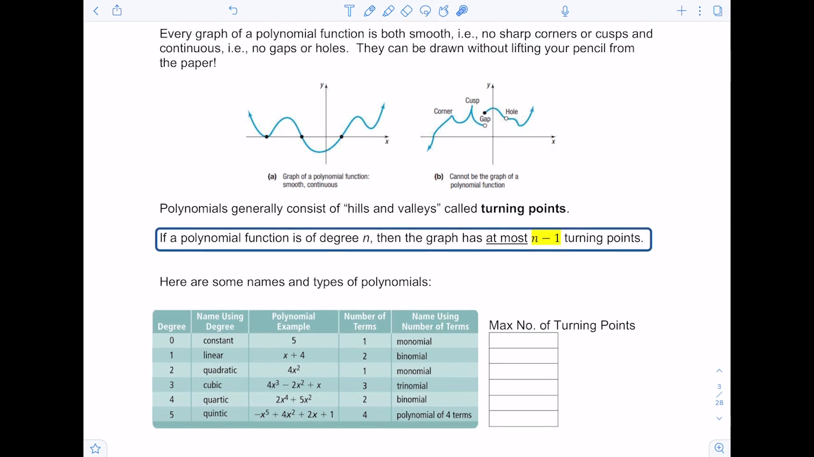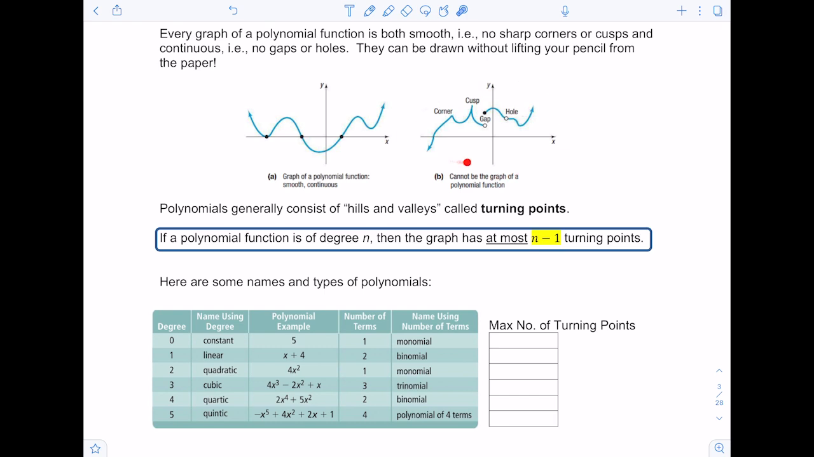So every graph of a polynomial function is smooth, which means it has no sharp corners or cusps, and it's continuous. There's no gaps, there's no holes in the graph. So think of continuous. If a function is continuous, if you were to place your pencil at one end and draw the curve, you don't have to pick your pencil up to continue drawing the curve.